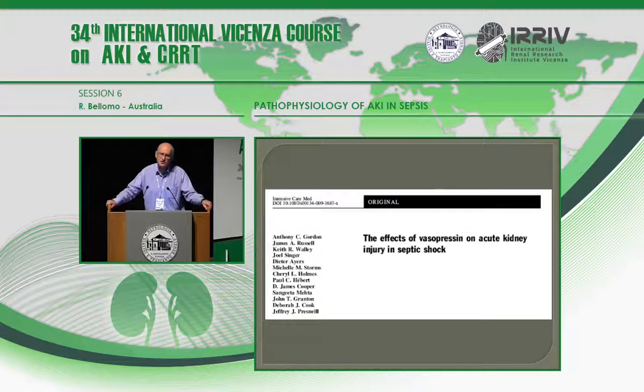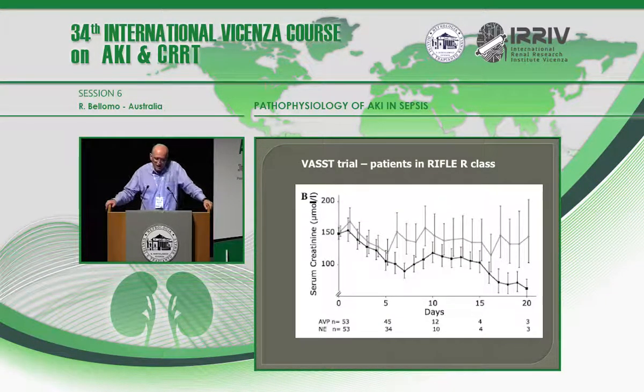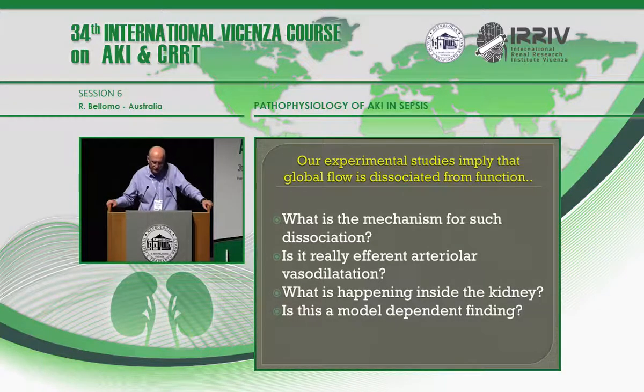This is from the VAST study, a randomized controlled trial comparing noradrenaline to noradrenaline plus vasopressin, blood pressure support and acute kidney injury in patients with septic shock. And if you look at the changes in serum creatinine over time in the first 3 weeks after randomization in patients that had evidence of early renal dysfunction, those patients randomized to the addition of vasopressin appear to have better resolution than those randomized to noradrenaline alone. So we've got experimental studies showing that global blood flow is dissociated from function.